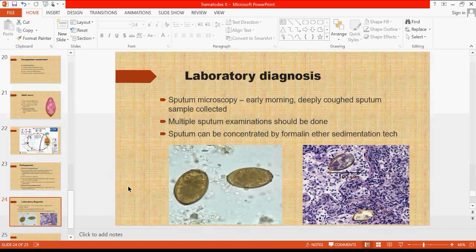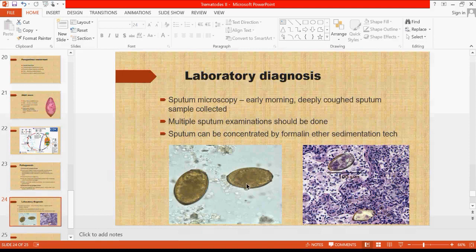Diagnosis is done by seeing the unembryonated eggs under the microscope, which can be seen by sputum microscopy. The early morning deeply coughed sputum is the first sample to be collected in such patients. It is examined in a routine saline mount, where the unembryonated eggs can be seen. Also, a lung biopsy can be taken and stained with H and E staining. You can see the cystic fibrous forms, and inside that the adult of this parasite can be seen. So the Paragonimus westermani adult can be seen in the cyst of the lung biopsy tissue.